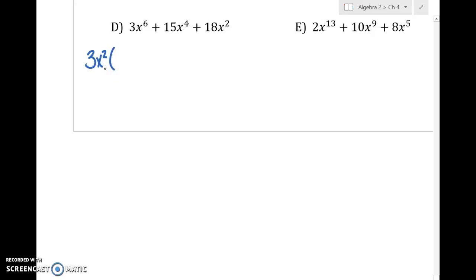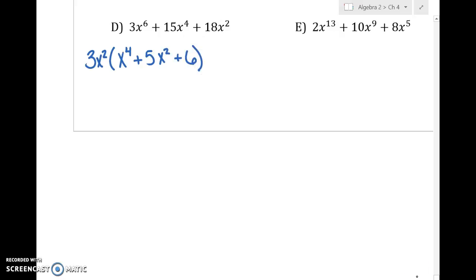In the first term, 3 divided by 3 is 1. X to the 6th, take 2 factors of x out. What are you left with? X to the 4th. The middle term, 15 divided by 3 is 5. You've got x to the 4th. You're taking 2 of them out. You're left with x squared. 18 divided by 3 is 6, and we're taking all of those x's out.